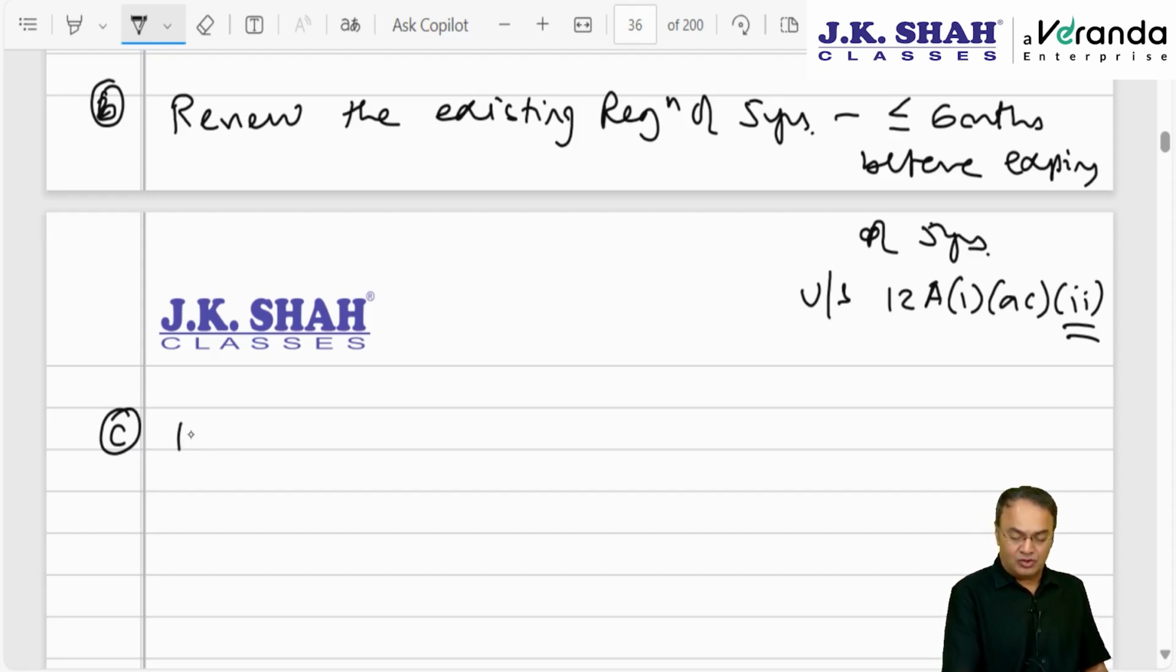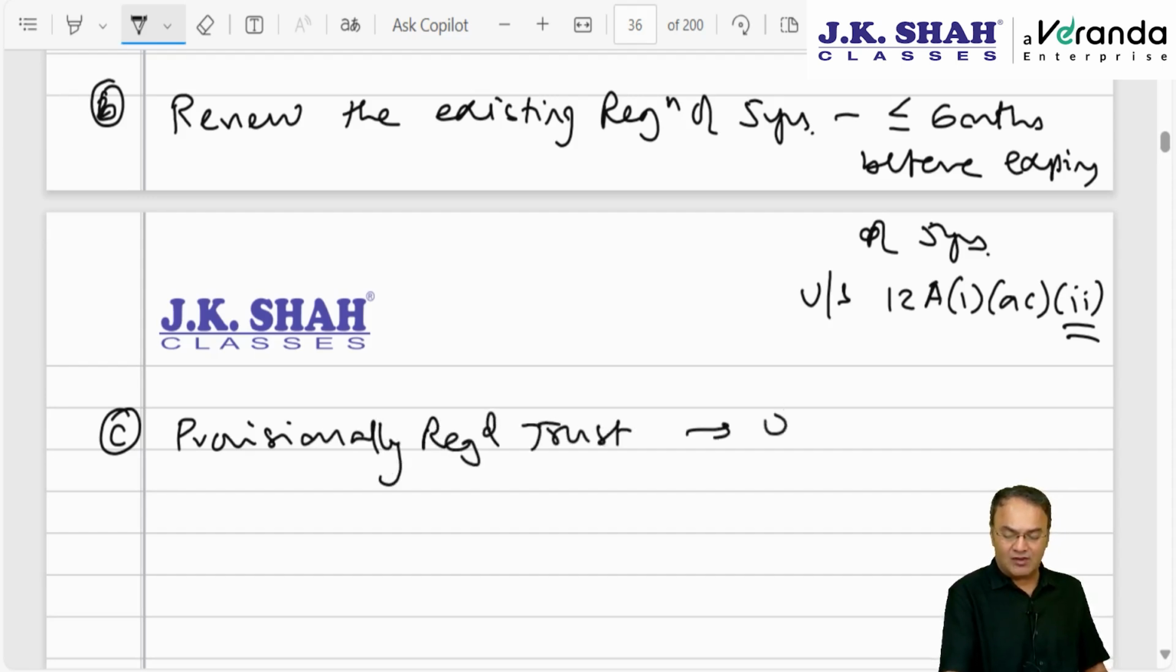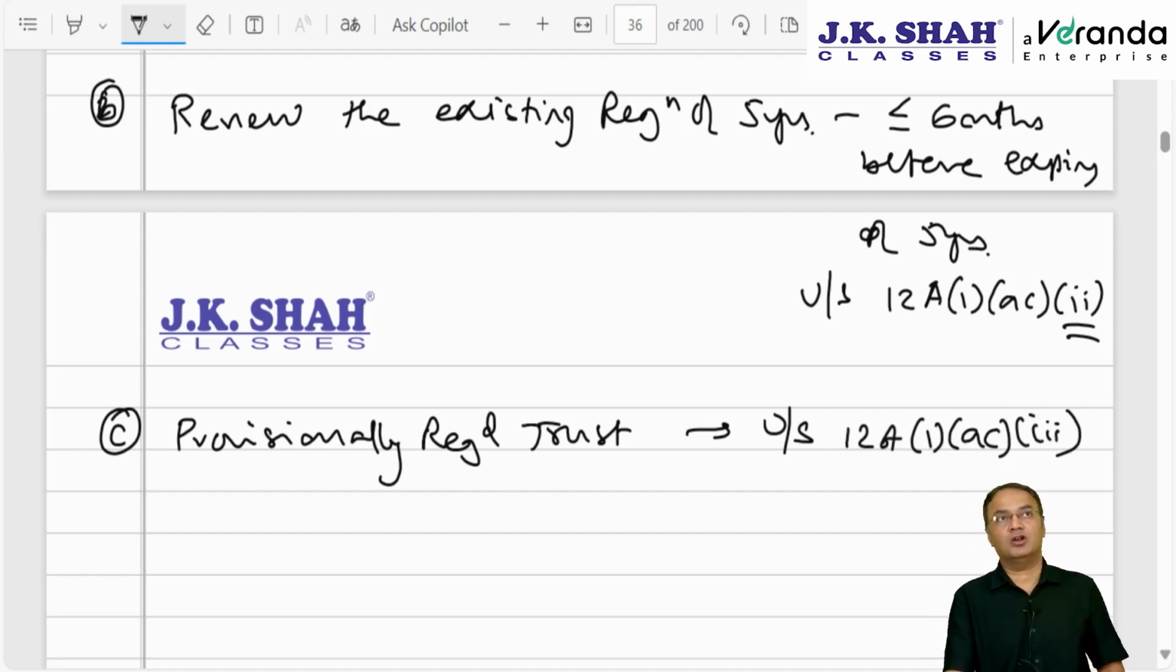So those who were granted provisional registration, or I would say provisionally registered trusts, when they apply for confirmed registration, they will have to apply under section 12A, subsection 1, clause AC, subclause 3, 6 months before the expiry of the 3-year provisional registration period, or within 6 months after the date of commencement of activities for charitable purpose, whichever is earlier.